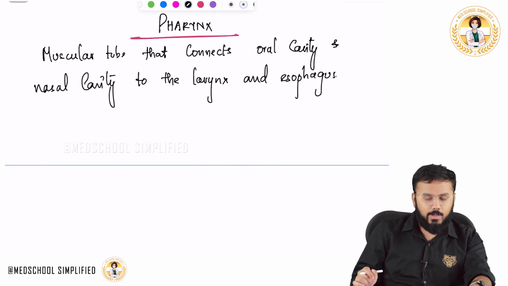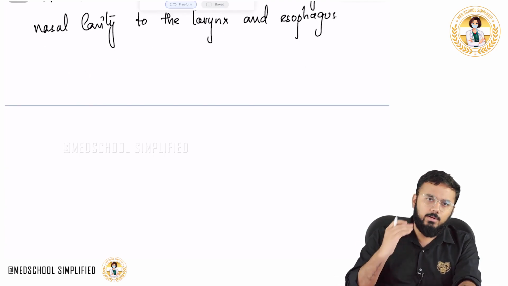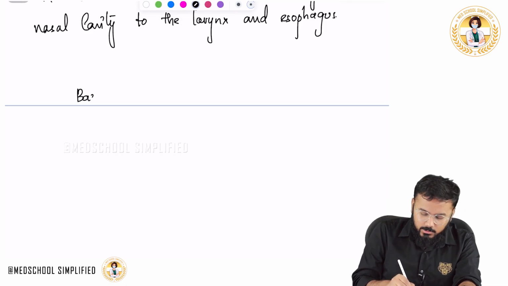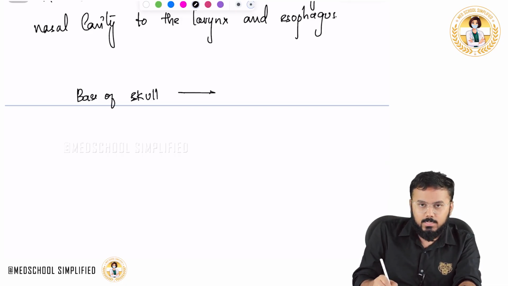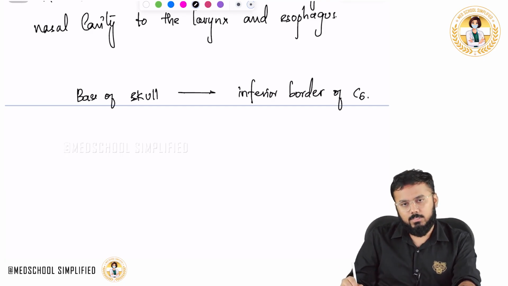Now where is this pharynx present? So pharynx starts all the way from the base of the skull till the inferior border of C6. Okay, I'll show you in the pictures. So pharynx starts all the way from the base of the skull till the inferior border of C6.